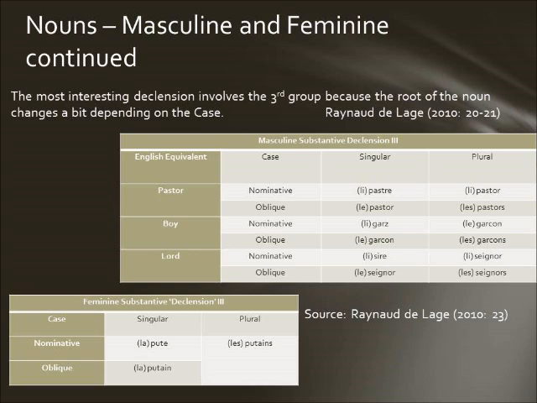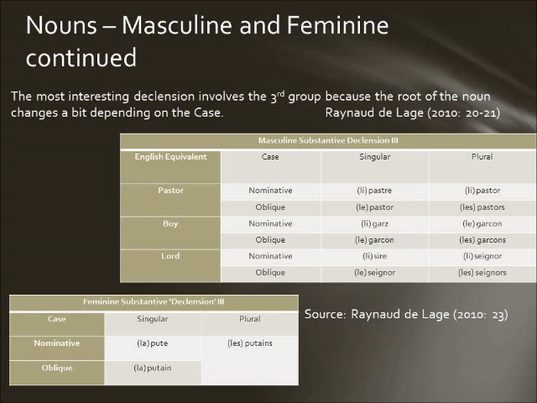It's the third declension. It actually shows where there is some variation with the root of the noun. So if we look at the English equivalent, we'll just look at boy, the second one. So the nominative singular, we have les garçons. So the Z is pronounced as a T, an affricate. And then oblique, we have le garçon. And then for plural, we have le garçon, and then les garçons.